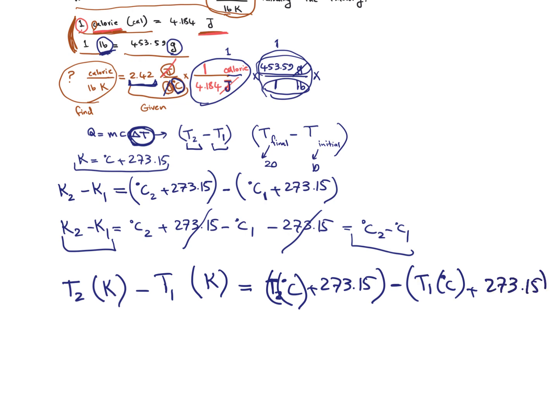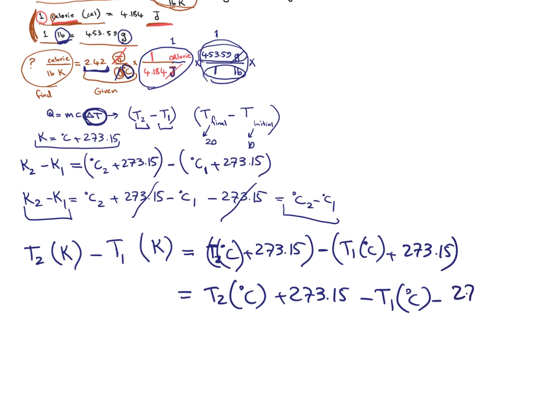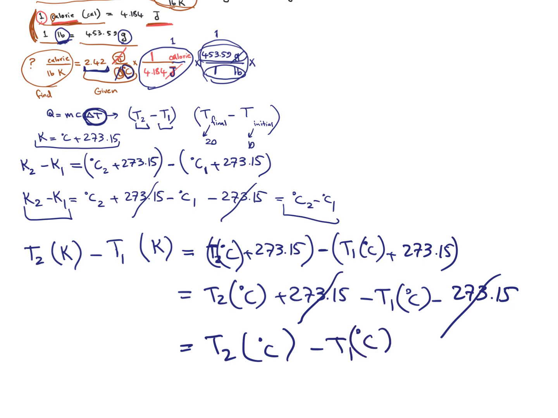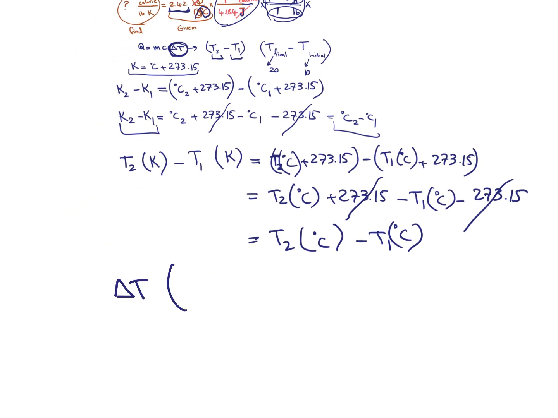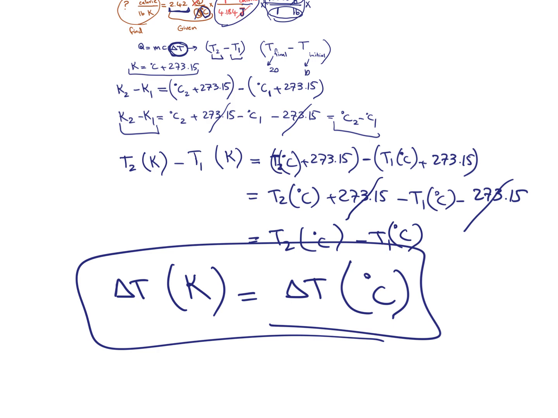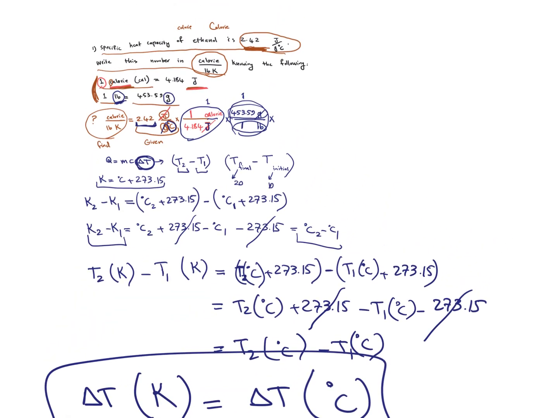Or I can minimize this. I can write it here: equals T2 in degrees Celsius plus 273.15 minus T1 in degrees Celsius minus 273.15. So you see these two cancel out. Equals T2 in degrees Celsius minus T1 in degrees Celsius, meaning that delta T in Kelvin equals delta T in degrees Celsius. Meaning that here you don't have to do any conversion factor, because a temperature difference of 1 degree Celsius equals 1 Kelvin.